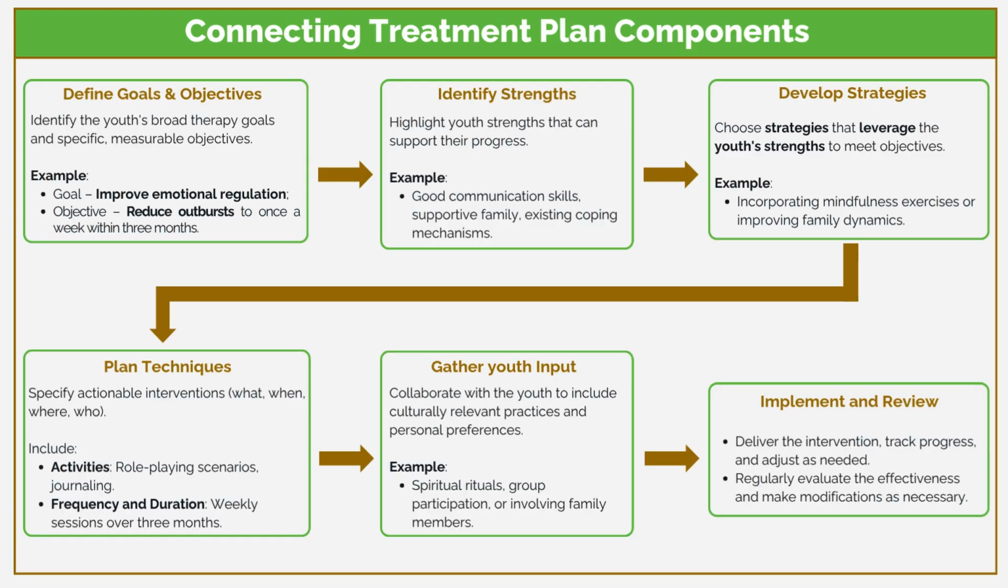We begin by identifying the client's overall therapy goals, what they hope to achieve through treatment. Then, we break those goals down into specific, measurable objectives. For example, if the goal is to improve emotional regulation, the objective might be reduce emotional outbursts from 5 times a week to once a week within 3 months. By defining goals and objectives clearly, we create a roadmap for therapy. This helps guide our decisions and allows us to track progress over time.